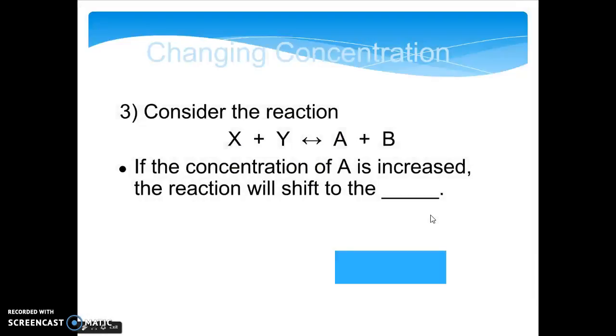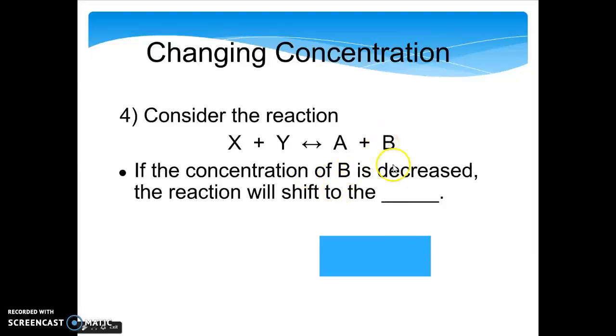Okay. This next one, if the concentration of A here is increased, I've created an overload on the product side. So this overload is going to force it to shift away from that and shift to the left.